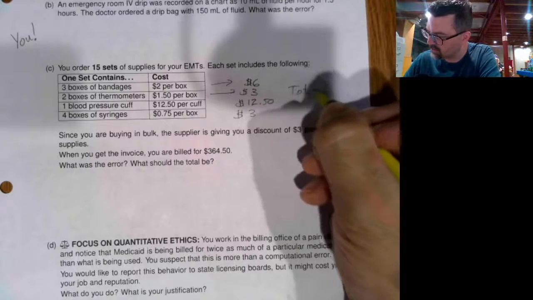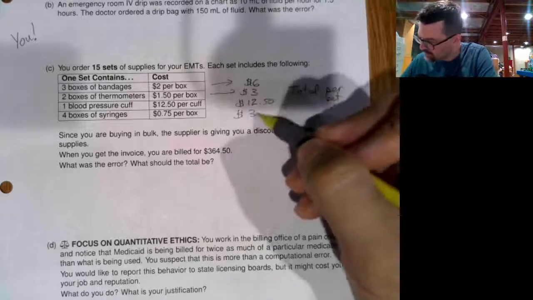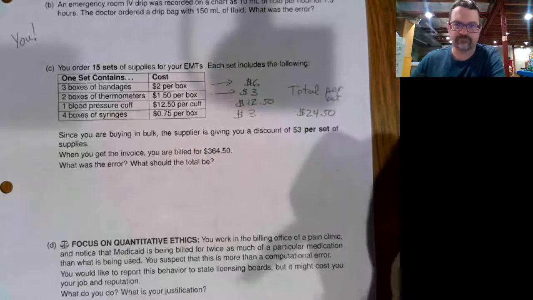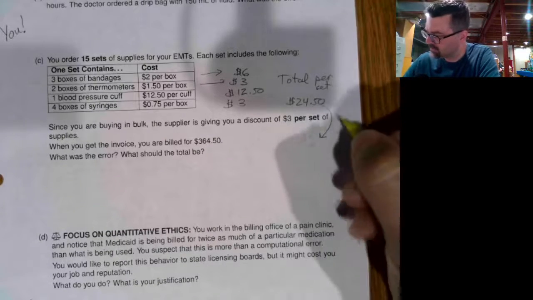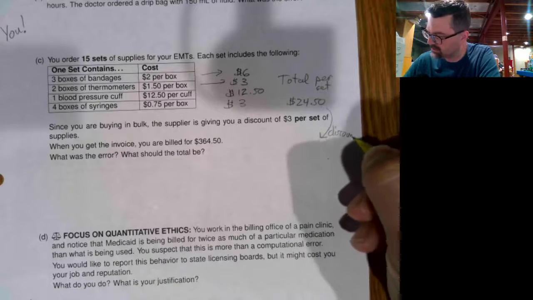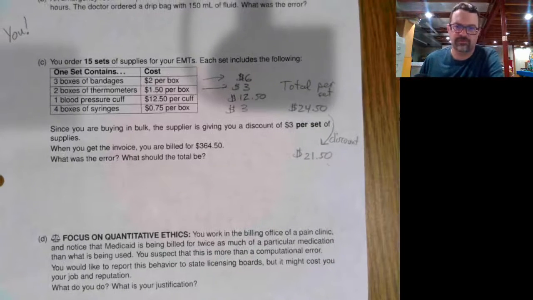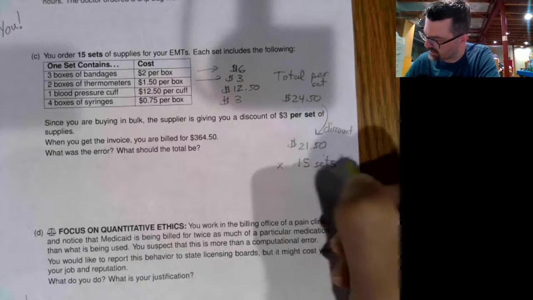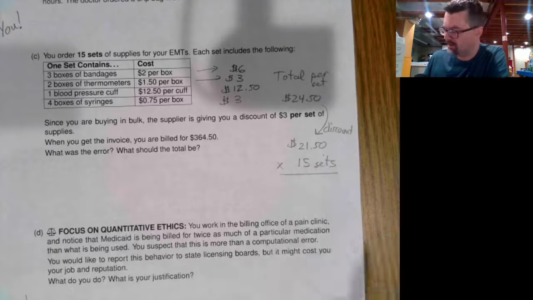And so we have a total per set of $24.50. All right. But now we get a discount. So here comes our discount. So that means we should be paying $21.50 for each set. And so times 15 sets, does that work out to this? Did they bill us the right amount?